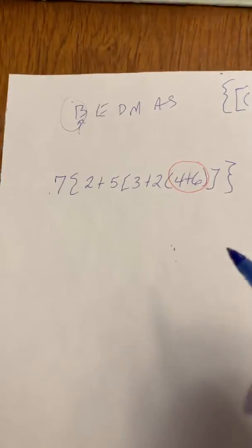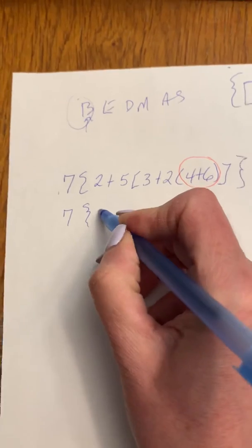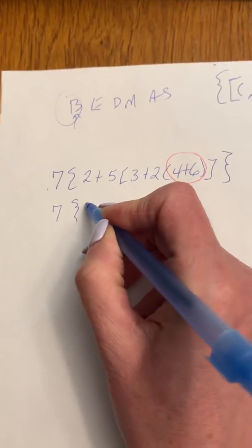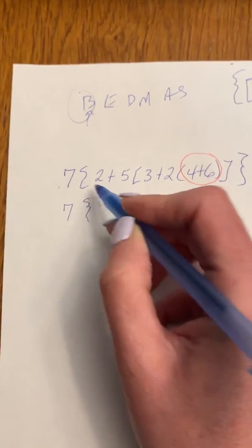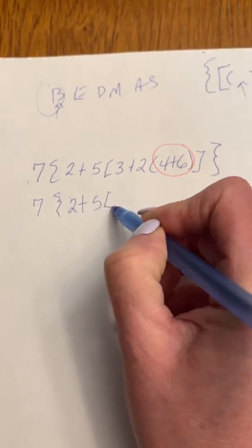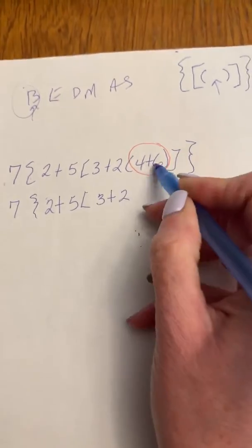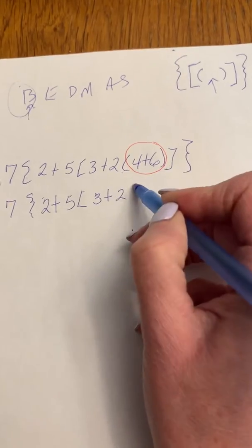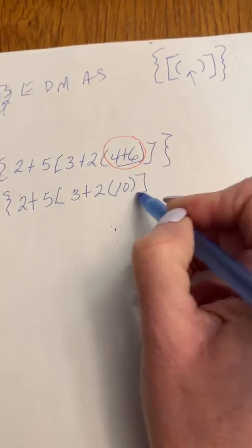This is where it's really important to show your work, and I think it's really important that you write down all your steps so you keep organized. So it's 7 times, because that's what it means when there's something outside of a set of brackets, plus 2 plus 5 times whatever's inside this set of brackets, 3 plus 2 times, because that's what it means when there's a bracket there. So we did the innermost set of brackets, and that's 10.